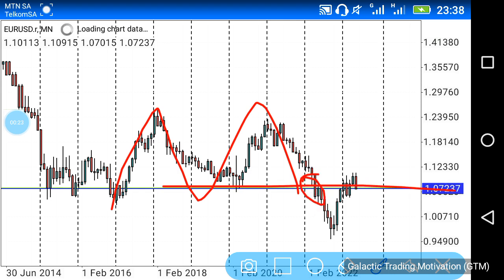And at this point over here, we saw the market pushing further down below that neckline and then heading back up to the neckline to test it. And at that point is where we should have looked for those potential selling opportunities.